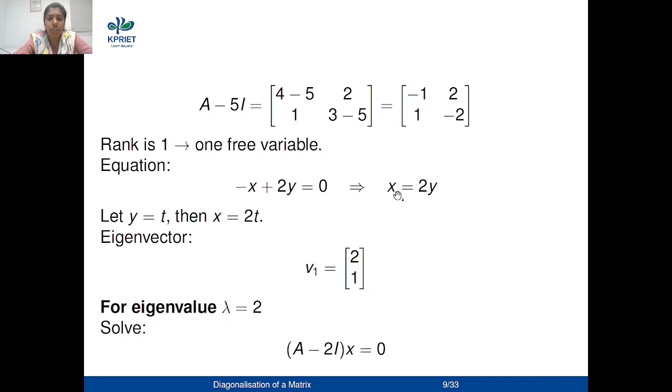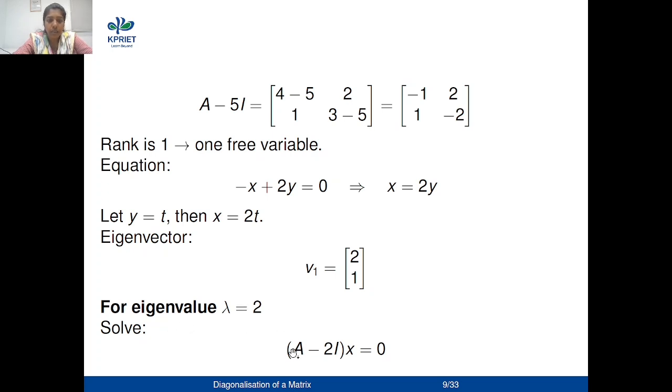Since I have dependency of these two variables, I'm just considering y equal to t. So if y equal to t, then x is equal to 2t. If I take t outside, the eigenvector I'm getting is 2 and 1. And similarly, the same methodology is followed to find the eigenvector for the eigenvalue lambda equal to 2.